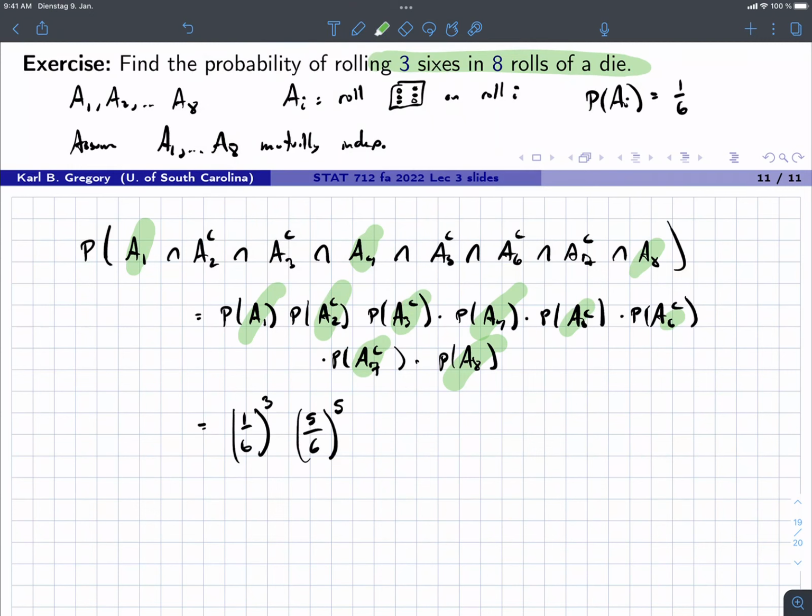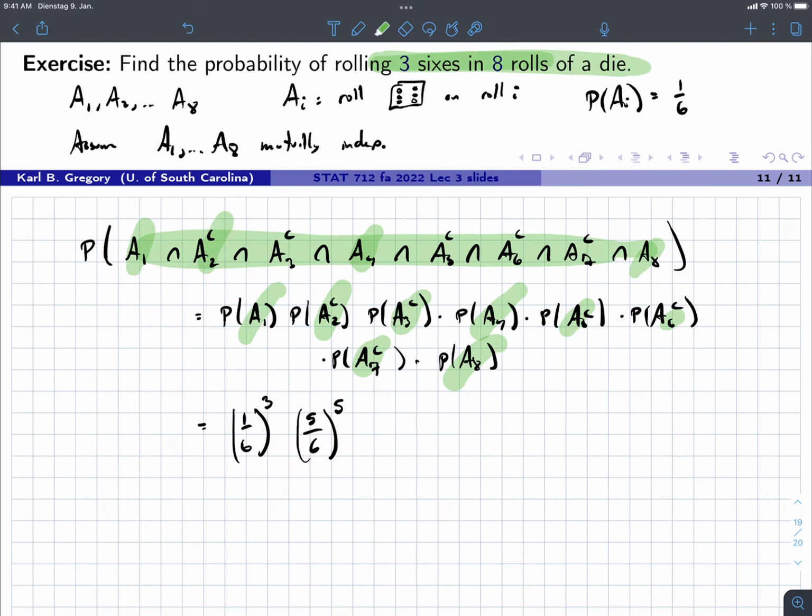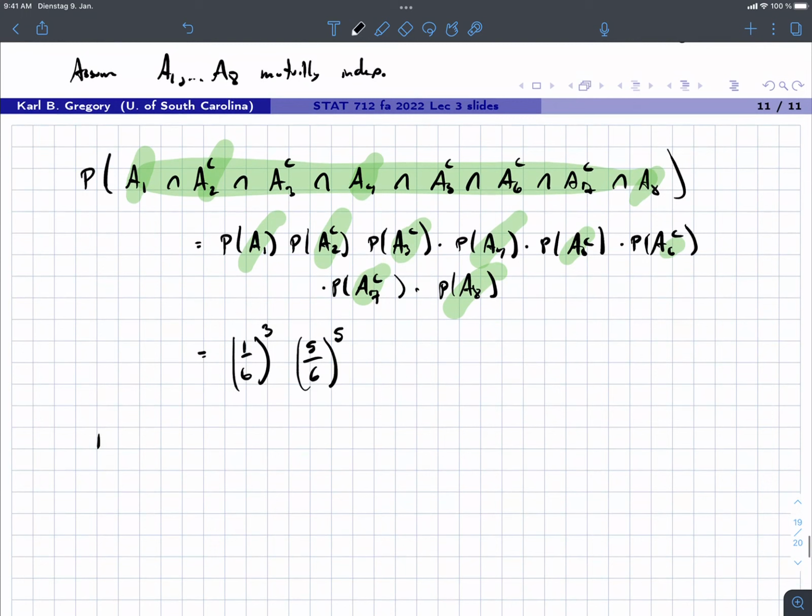Now I would need to consider all the different ways in which I could choose 3 of these events to happen instead of the complement happening. So the probability of rolling 3 6s in 8 rolls would be 8 choose 3 times that probability.